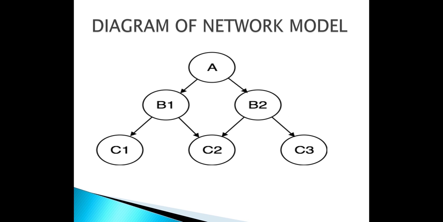This is a diagrammatic representation of network model. Here we can see that one parent node can have multiple child nodes as well as one child node can have multiple parent nodes.